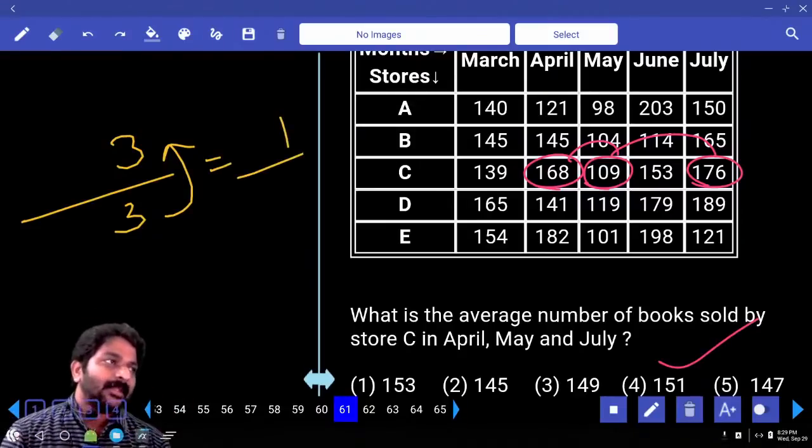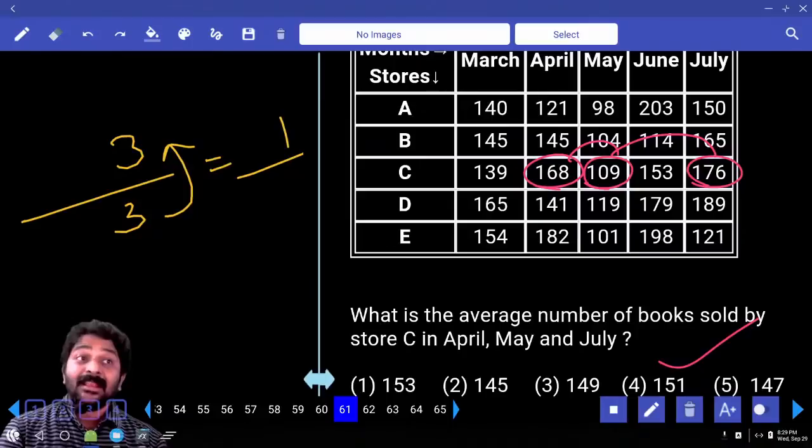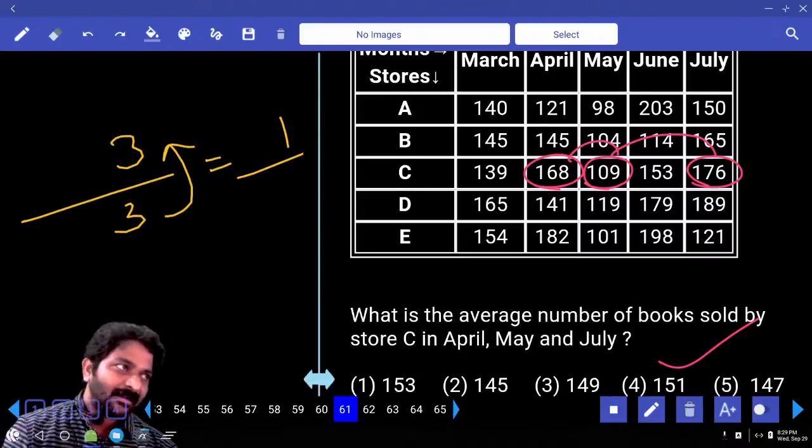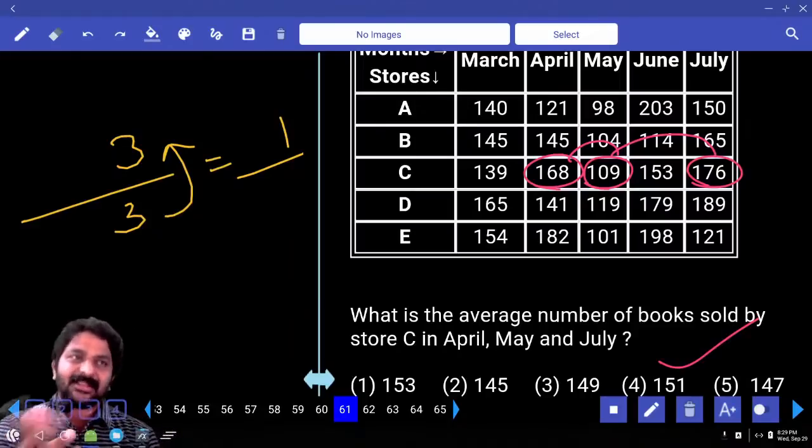But never try last digit verification in average when the division number is 5. If your denominator is 5, don't try that. Okay? Because if your denominator is 5, you can decide whether the number is even or odd, that's all.